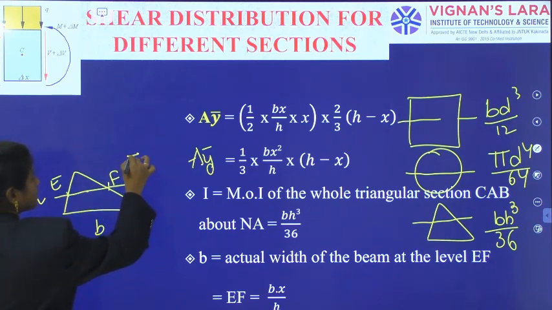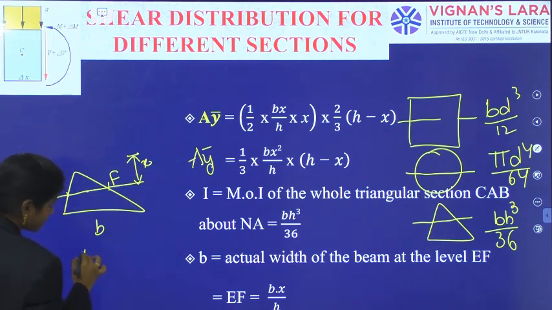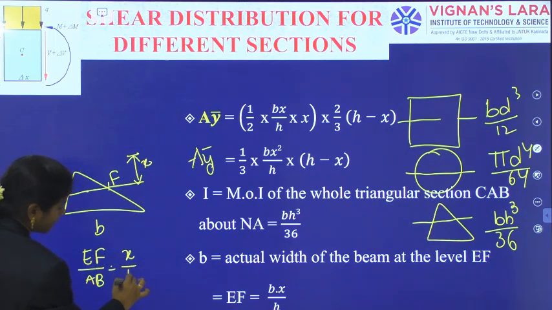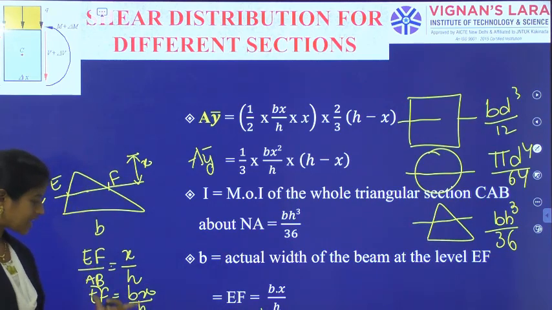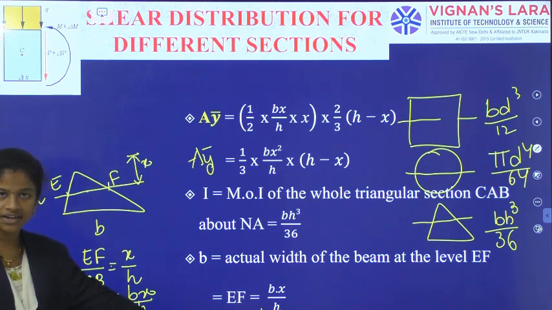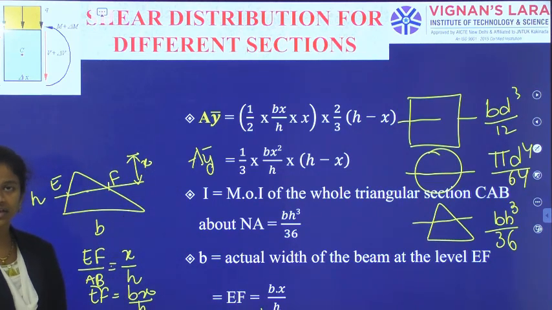From the similar triangle conditions, we have generated EF by AB is equal to x by h, and EF is equal to bx divided by h. So EF is equal to bx by h. From the basic similar triangle conditions, we have generated this b. So substituting all these things, we can get tau in terms of x.